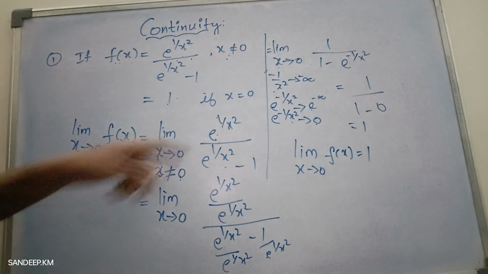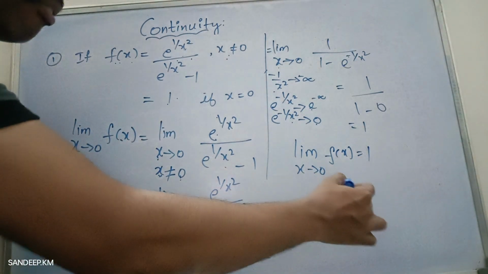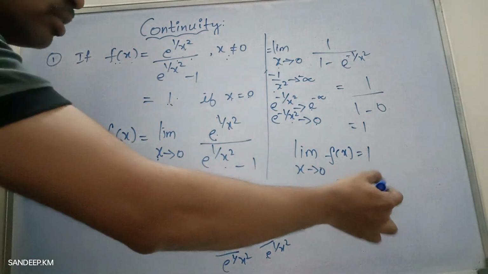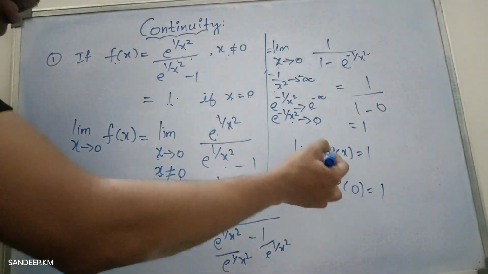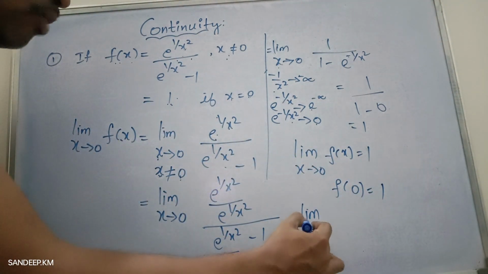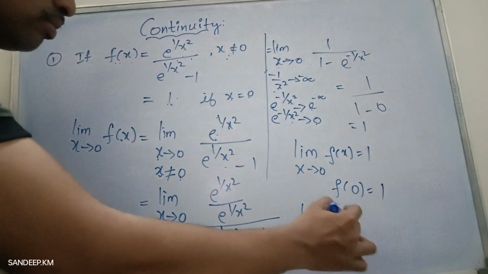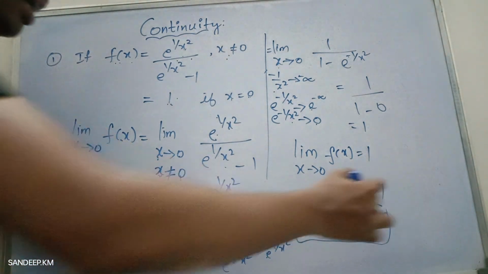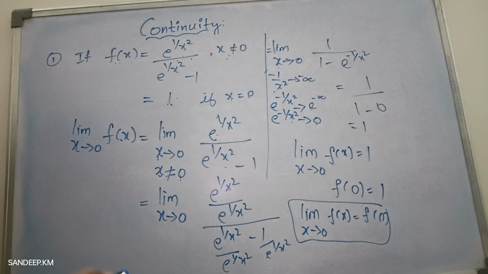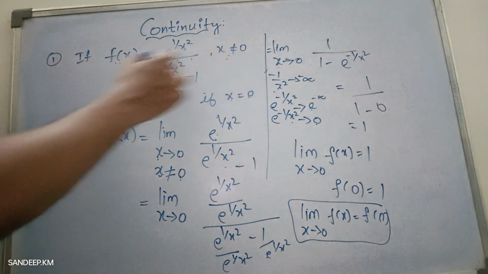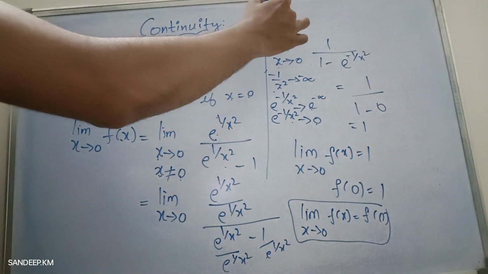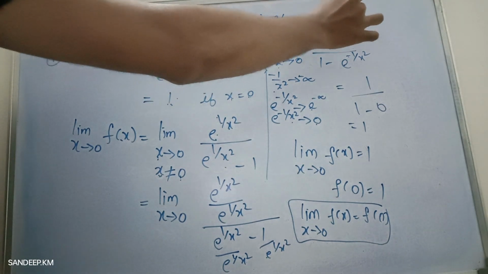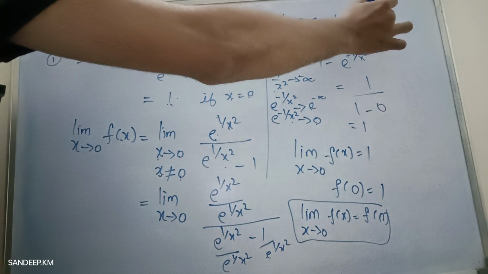Now let us also check what is the value of the function f of 0. F of 0, when input is 0, the output is 1. Obviously, it's very clear that the limiting value of the function is equal to value of the function. Since the limiting value of the function is equal to value of the function, we can say that the function f of x is continuous at x equal to 0.